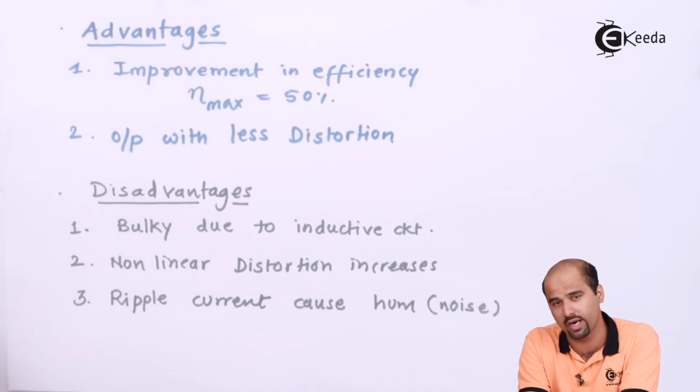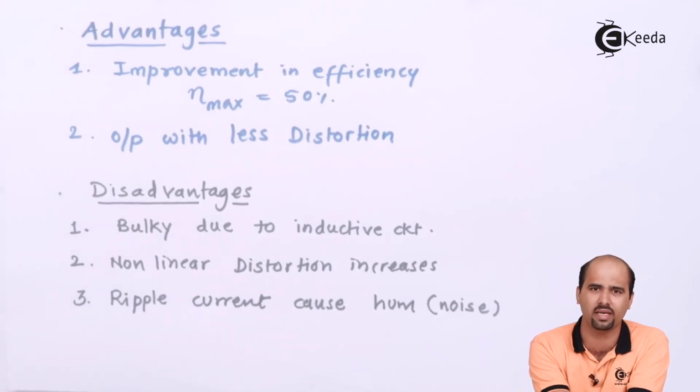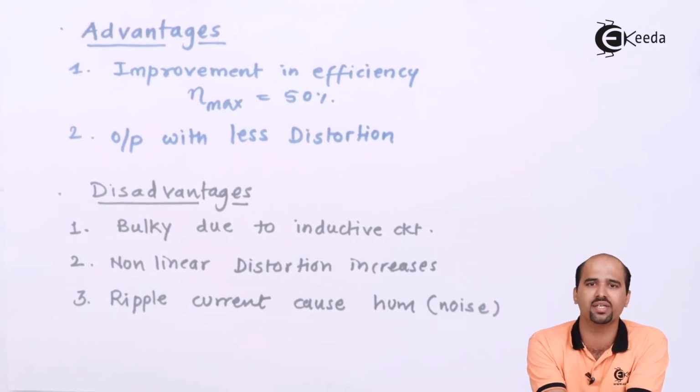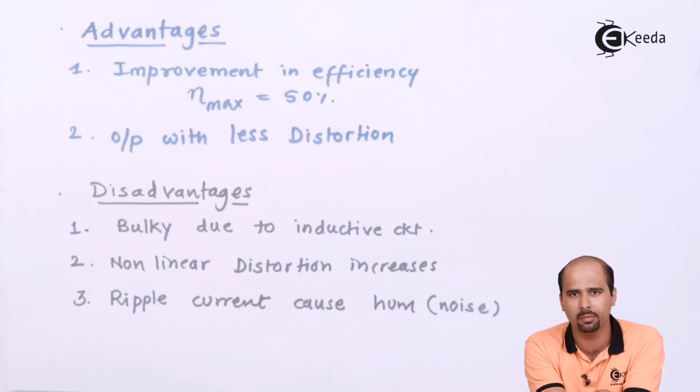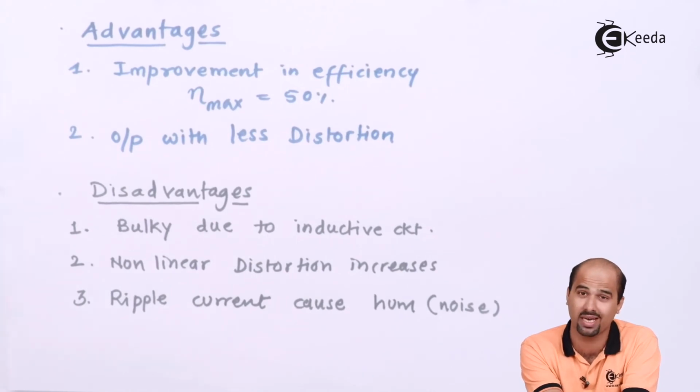Let's move ahead to the advantages. The first advantage is improvement in the efficiency. The advantages of a class A amplifier will be intact. For example, I will be getting a 360-degree conduction angle for this class A transformer coupled power amplifier as well. But what other advantages am I getting? Improvement in the efficiency, that means I am doubling the value of maximum efficiency to 50%. Output with less distortion, again I am reducing the value of distortion in this particular case.